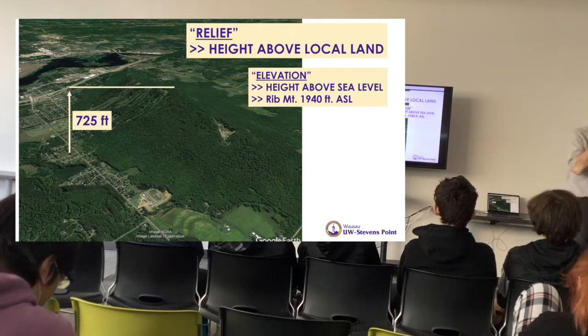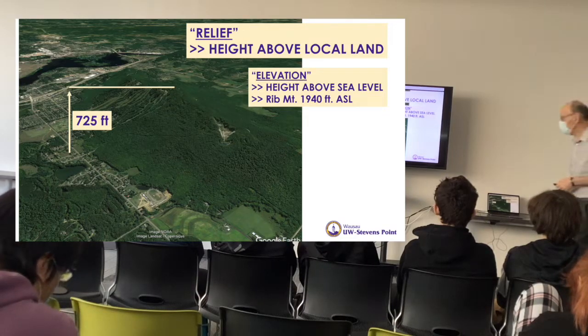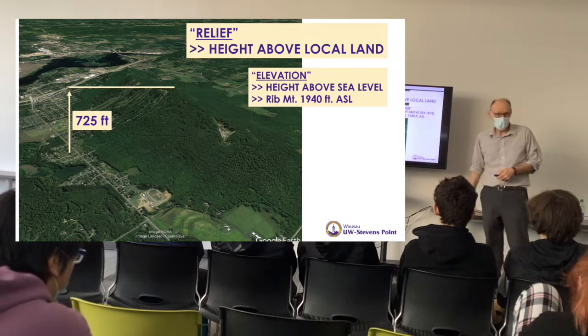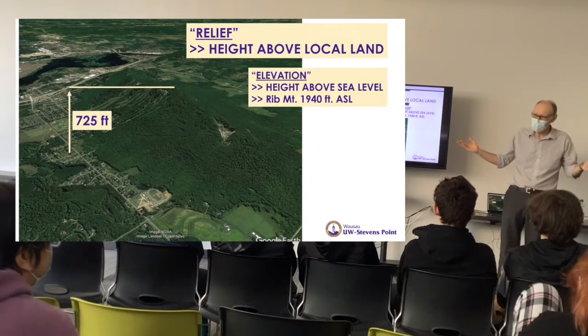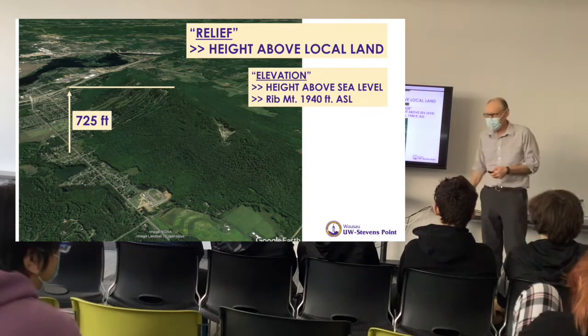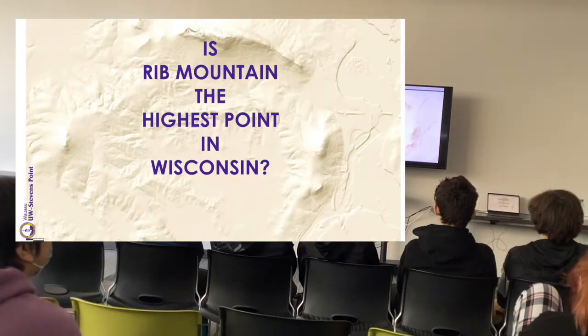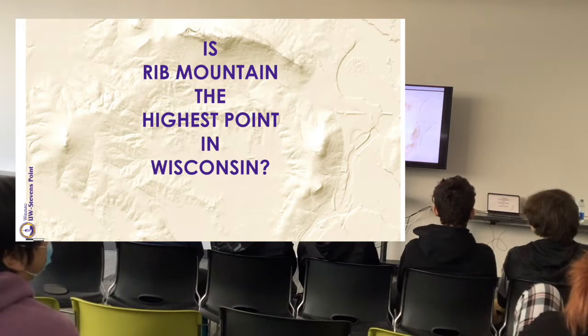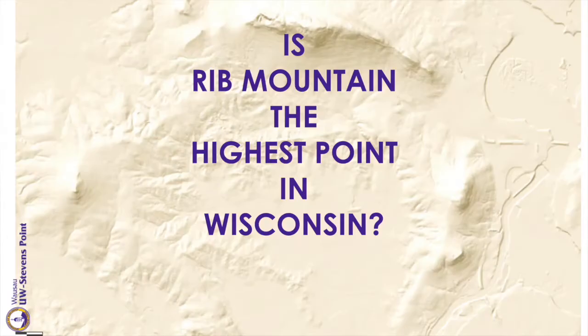Some people tell me that the relief of Rib Mountain, yeah, there used to be a publication that actually said the relief of Rib Mountain was 2,000 feet. No, it's not. That's the elevation, not the relief. Is it the highest point in Wisconsin? No. What is the highest point in Wisconsin? Timms Hill. Timms Hill, all right? I think we can say that Rib Mountain has the highest relief, okay? But it is not the highest point above sea level in Wisconsin.